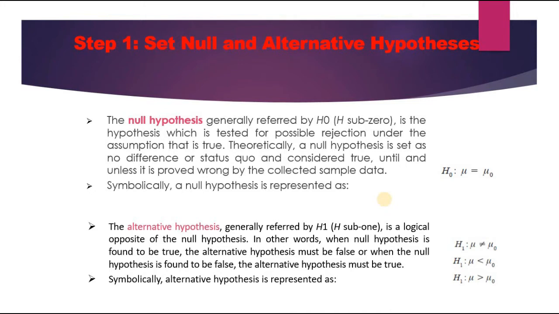Now again, if I talk about an alternate hypothesis, which is represented by H sub 1, that is H1, it's a logical opposite of the null hypothesis. So if I say mu equals $10,000, I would say mu is not equal to $10,000, or mu is greater than $10,000, or mu is less than $10,000. This is how H1 is formed.